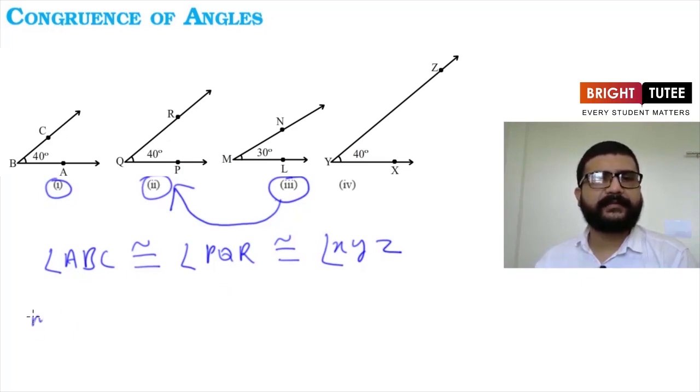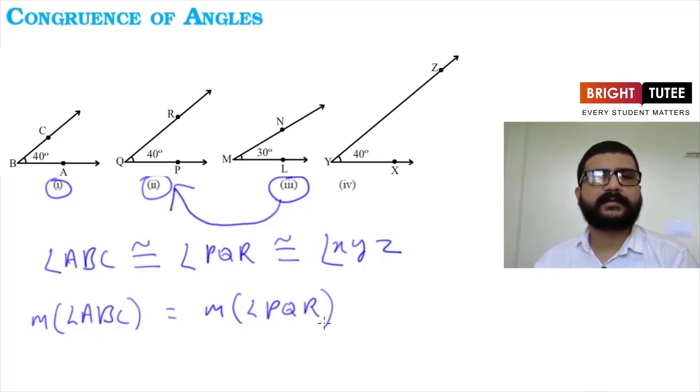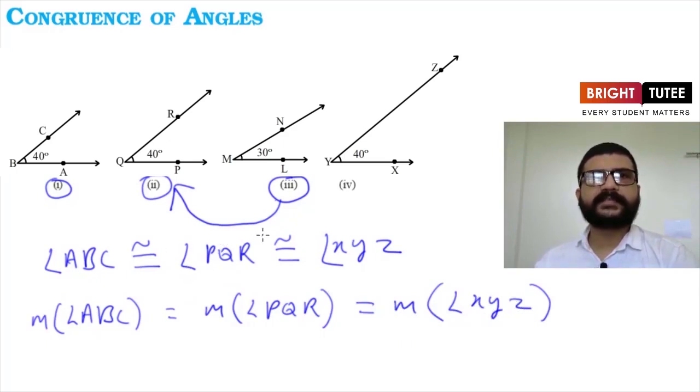And we can observe one more thing, that measure of angle ABC is equal to measure of angle PQR, and this is equal to measure of angle XYZ. So it means, as in the case of line segments, congruency was totally dependent upon lengths of the line segments. Here also congruency of angles is totally dependent upon measure of the angles. If the measures are equal, it means angles are congruent, otherwise they are not congruent. And if two angles are congruent, they are going to have same measure.